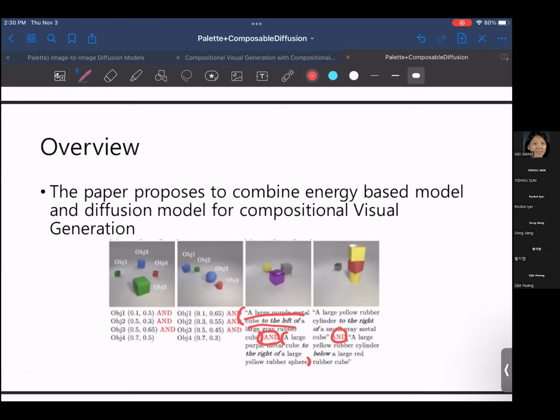So they will give the coordinates. There wasn't any discussion about the objects, but I think they put in something like a small green box on 0.1, 0.5, and a large green box on 0.5, 0.3, and the generated picture is going to be composed like this.